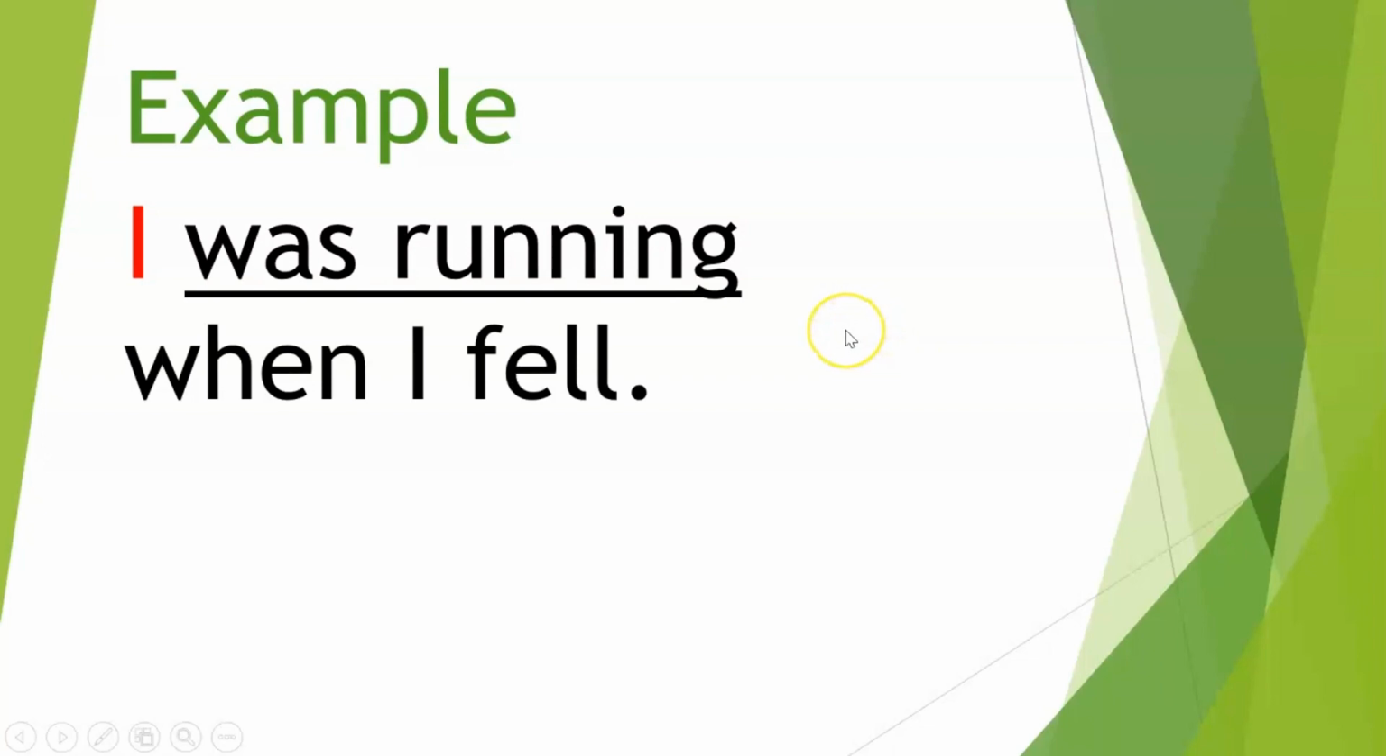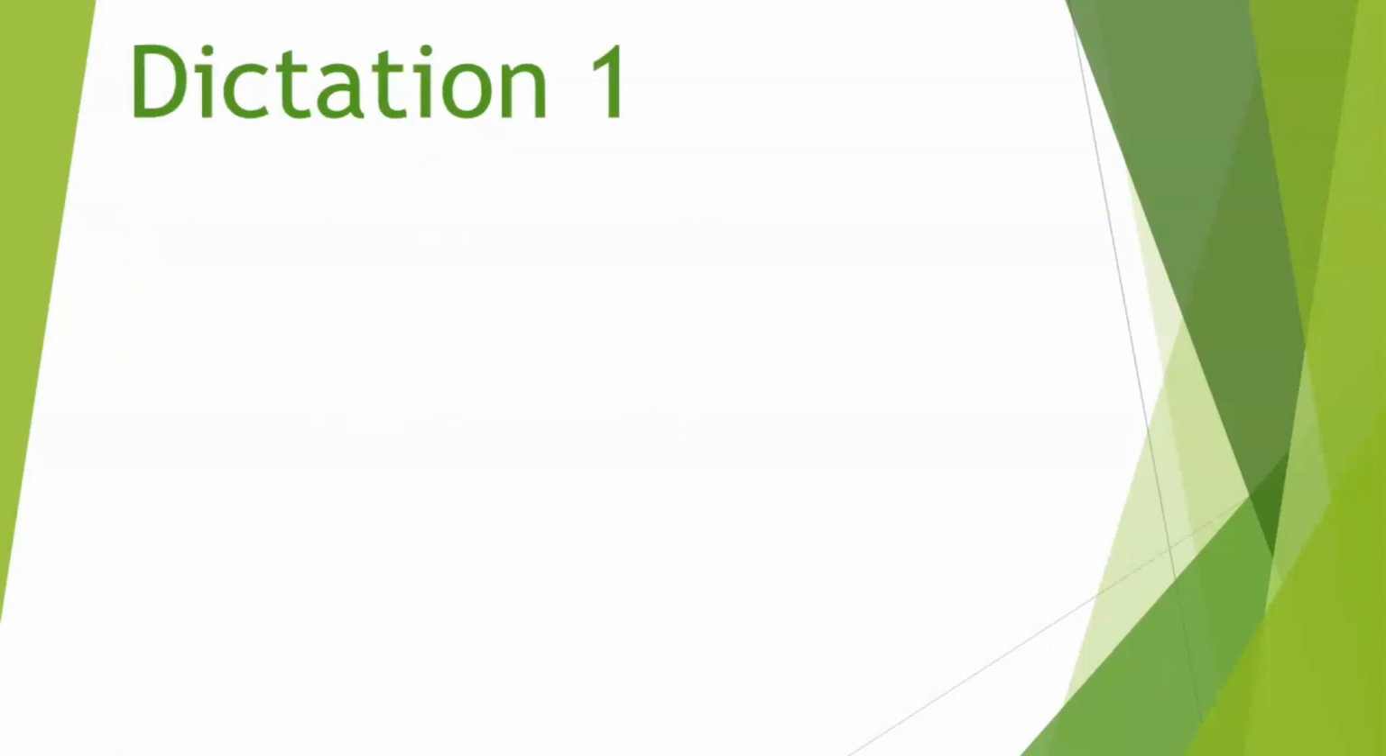Now, when we look at this type of action, there's always going to be a past continuous, and then it's interrupted by a simple past action. So in this case, we're going to underline I as the subject again, and fell is the simple past form. So there's always going to be a past continuous. This was going on first, and then while this was going on, this happened. Okay, so let's get started now with our dictation number 1.